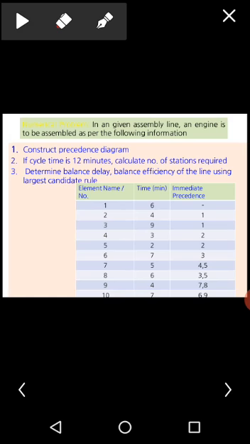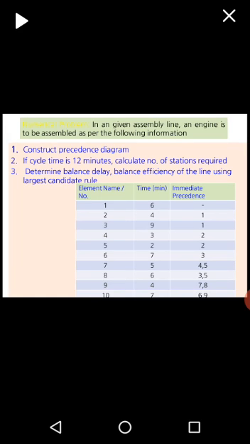For element 7 the time is 5 minutes, its precedence is 4, 5. For element 8, 6 minutes is the time and its precedence is 3, 5. For element 9 the time is 4 minutes and its precedence is 7, 8. And for element 10 the time is 7 minutes, its immediate precedence is 6, 9. This is the problem given for you to solve using the largest candidate rule method.